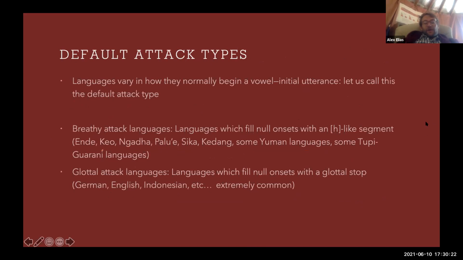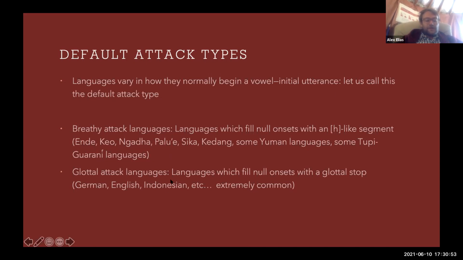So I can define something called the default attack type. These are terms borrowed more from singing science and voice coaching, but they are methods of initiating a vowel initial utterance. These are not the only logical options, but we have breathy attack languages, basically languages that fill null onsets, particularly utterance initial null onsets, with some H-like segment. That's kind of rare. I've found quite a few examples, but it's not that common.